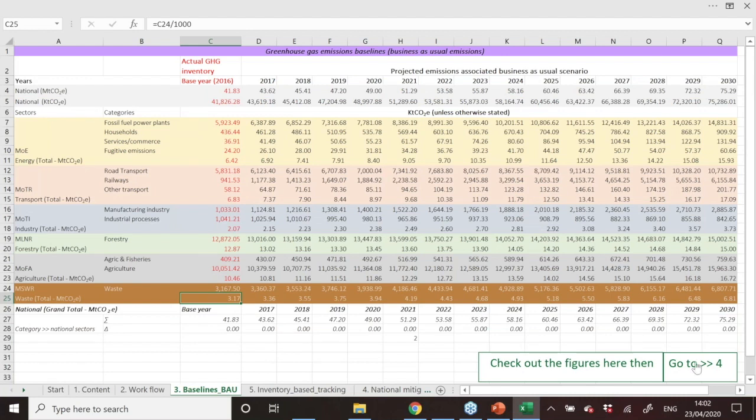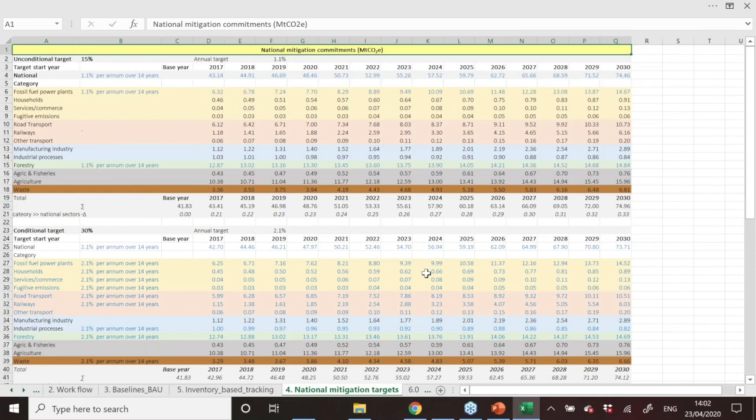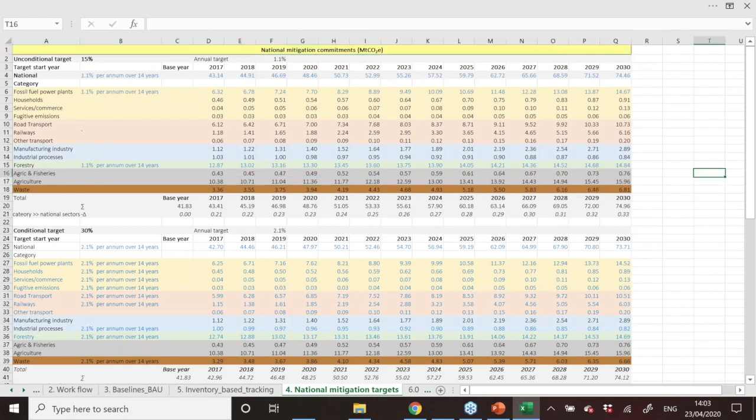The next one is the sectors with the mitigation commitment. These are the sectors with the mitigation commitment here. Again, the users of the tool are not allowed to touch these figures. These figures can only be changed when the NDCs are updated.